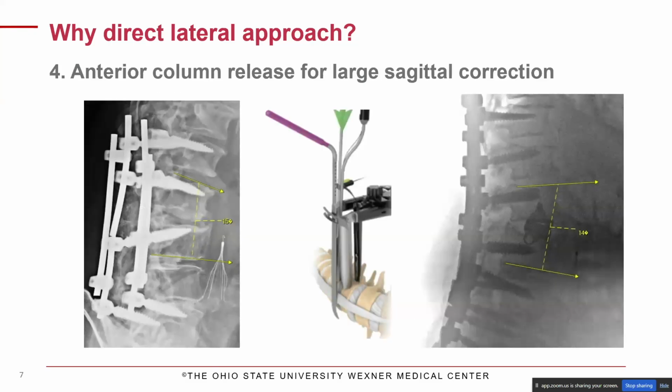Number four, again, a much less common scenario, but one that we've used from time to time, which is an anterior column release when you need a large sagittal correction. This was a case, I'll talk a little more about this one later, that came to us from an outside facility with a lumbar fusion with catastrophic hardware failure, but also a kyphotic deformity. We used an anterior column release in the prone position via a lateral approach to achieve almost 30-degree correction without doing any three-column osteotomy.